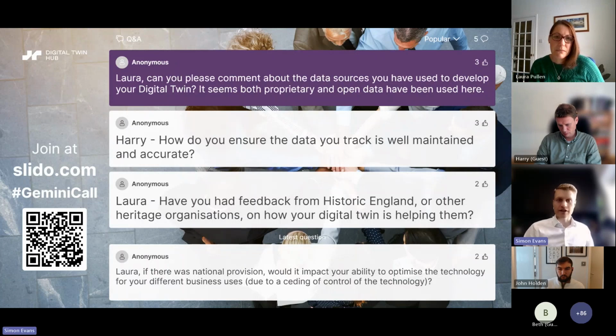Brilliant. And another question for yourself, which I think you've already touched on in your previous answer, but just to ask anyway, is: can you please comment about the data sources you've used to develop your digital twin? It seems both proprietary and open data has been used.